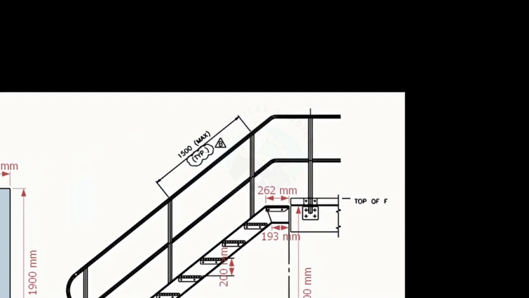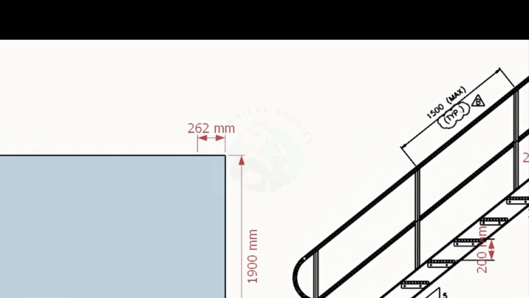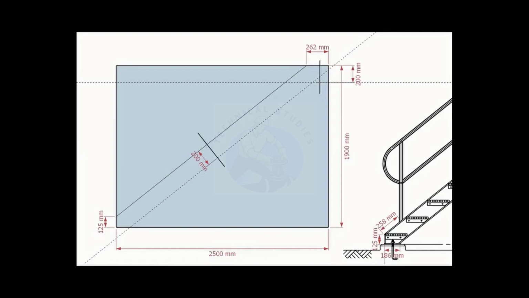Look at the top end of the stair. Mark 262 mm on the top of the layout. Draw a line connecting these marks. Draw a parallel line 200 mm wide to this line.